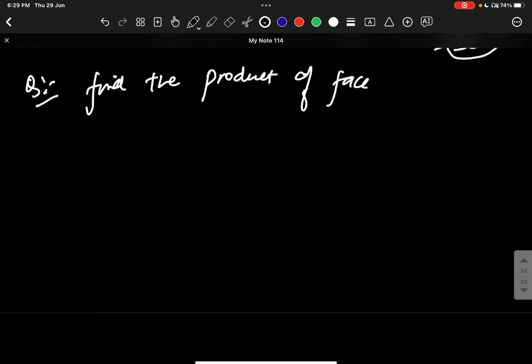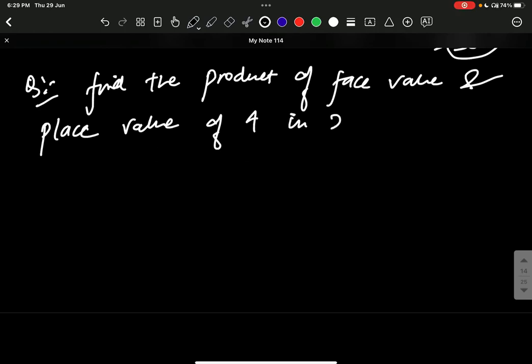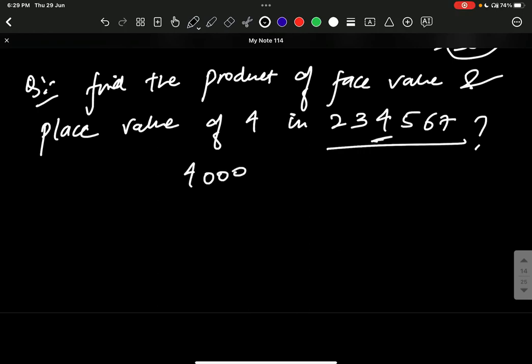देखिए कि ये क्वेश्चन बहुत अच्छा है, that you have to find the product of the face value and the place value. Face value and the place value of 4 in 2, 3, 4, 5, 6, 7. तो आपको पता है place value 4 का कितना है? 4 के बाद उतने 0 लगा दिए, that is 4000. ठीक है, और face value इसका कितना है? That is 4. तो इसको मल्टीप्लाई कर दो, the answer is 16,000. Yes or no? तो इस तरह के क्वेश्चन को आप इस तरीके से कर सकते हैं। ओके, सो दैट इज द थिंग.